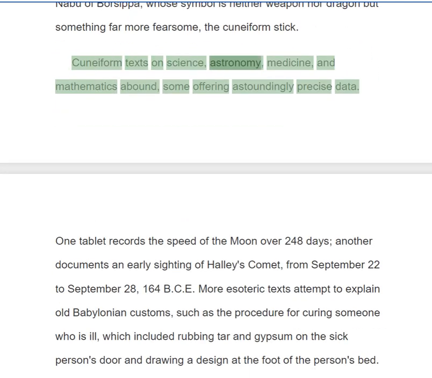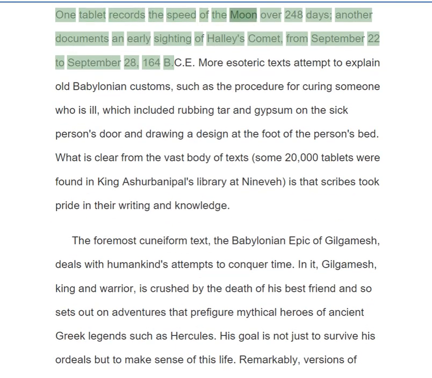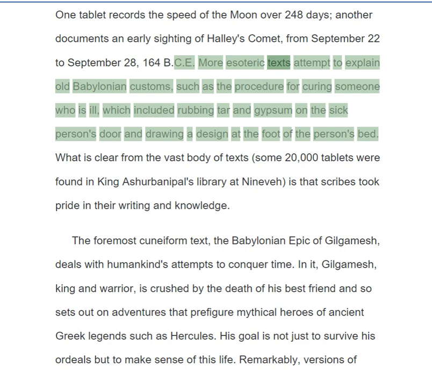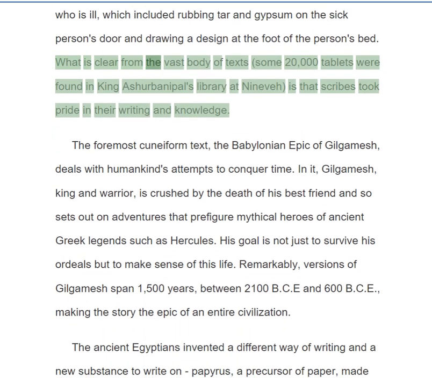Cuneiform texts on science, astronomy, medicine, and mathematics abound, some offering astoundingly precise data. One tablet records the speed of the moon over 248 days, another documents an early sighting of Halley's Comet, from September 22 to September 28, 164 BCE. More esoteric texts attempt to explain old Babylonian customs, such as the procedure for curing someone who was ill, which included rubbing tar and gypsum on the sick person's door and drawing a design at the foot of the person's bed.